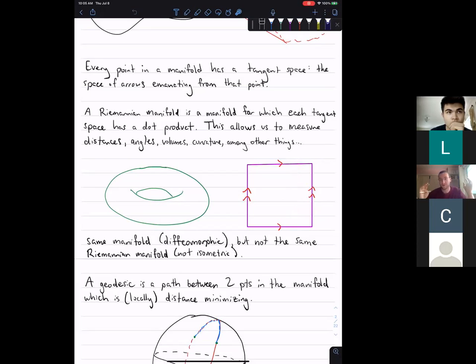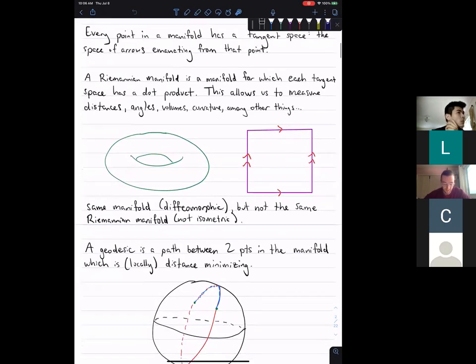So these two are both the same manifold in the sense that they're both tori. In mathematics, we'd say they're diffeomorphic, but they're not the same Riemannian manifold. They're not what's called isometric, which means that if you were to actually measure distances on these two different manifolds, you would get different results.